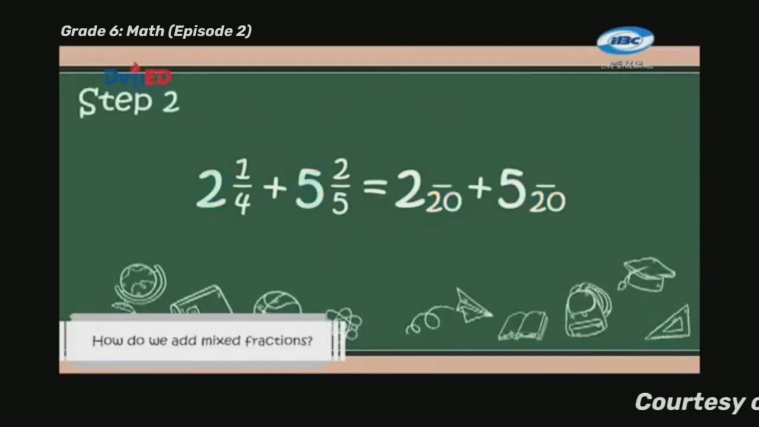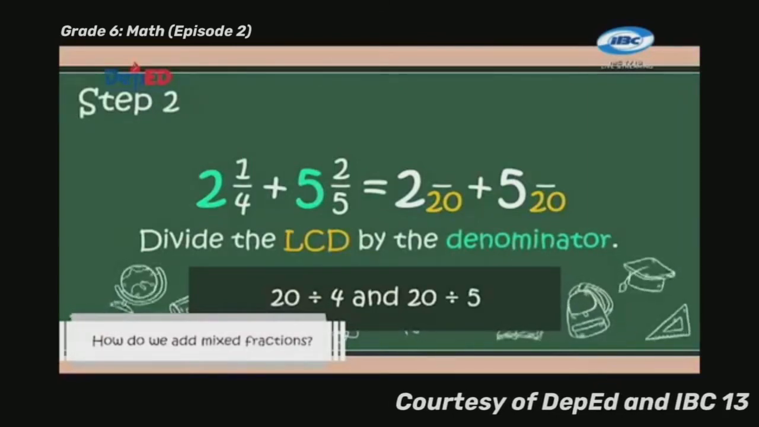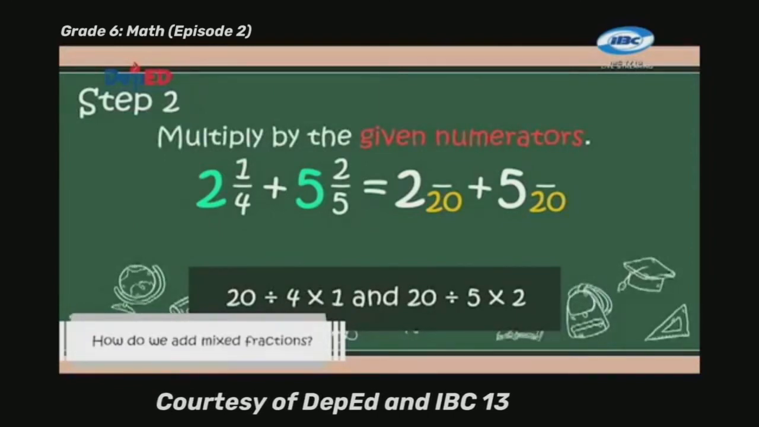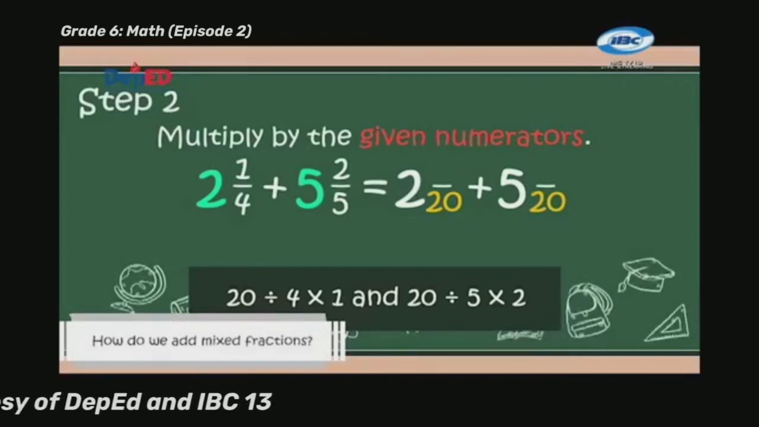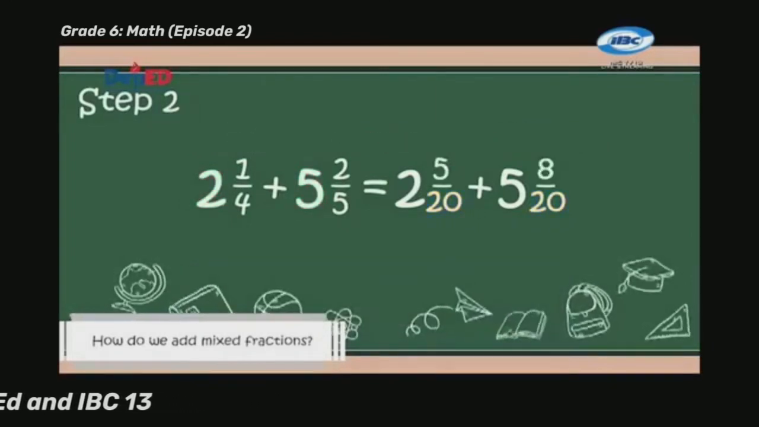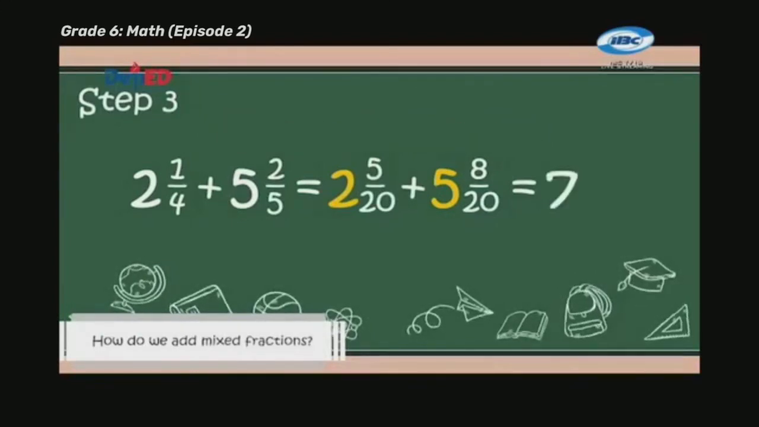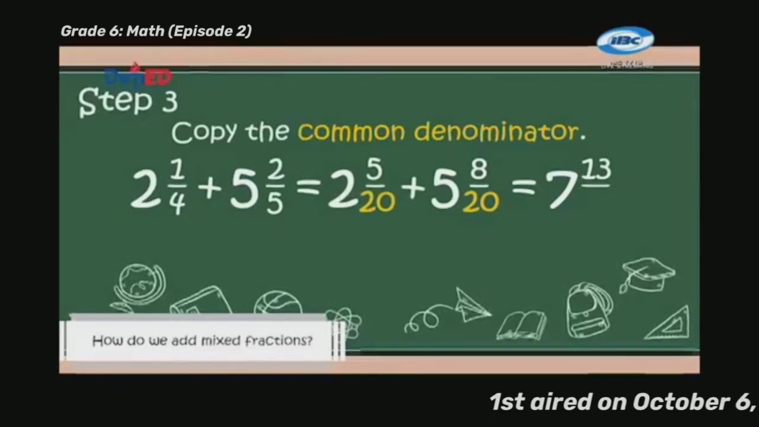Step 2. Divide the LCD by the given denominators and multiply by the given numerators. 20 divided by 4 times 1 equals 5. 20 divided by 5 times 2 equals 8. Step 3. Since we are adding mixed numbers, add first the whole numbers. 2 plus 5 equals 7. Then, add the numerators. 5 plus 8 equals 13. And copy the common denominator, 20.